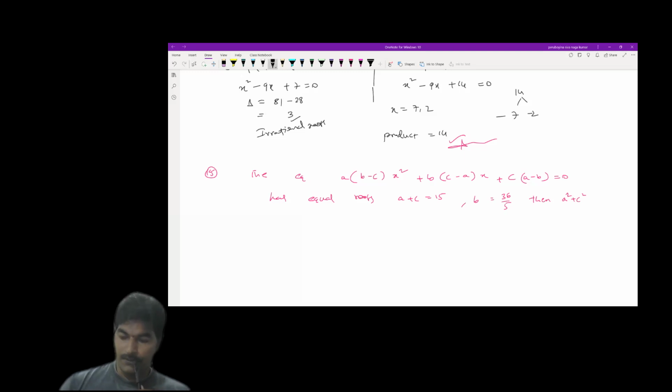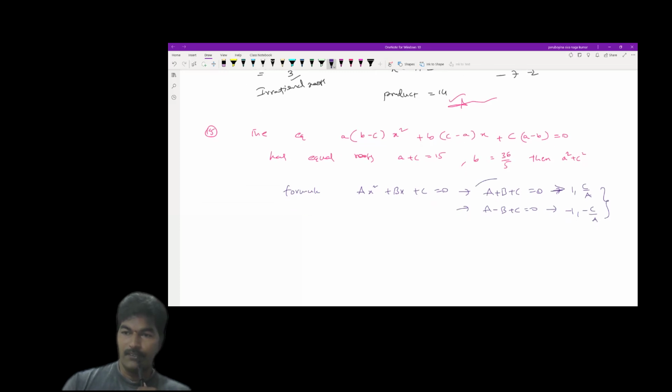We already know one formula. If ax square plus bx plus c equal to 0 is a quadratic equation, and a plus b plus c is equal to 0, then the roots are 1 comma c by a. If a minus b plus c is 0, then the roots are minus 1 comma minus c by a. This is the conceptual point. Here we are going to use the first rule. We will check whether it is equal to 0 or not.